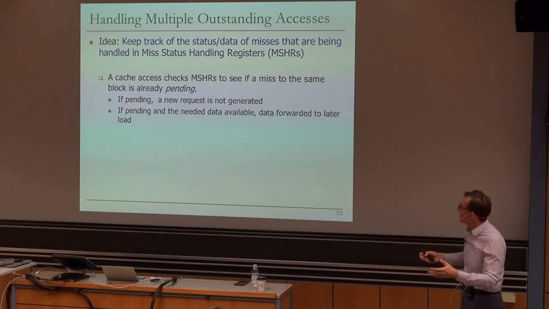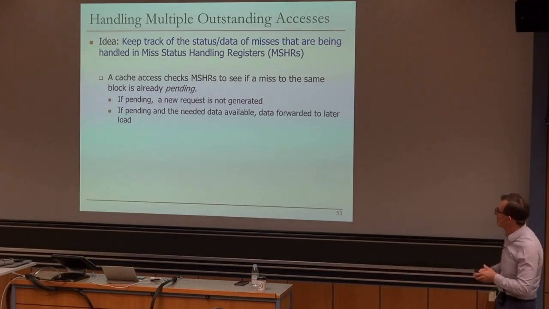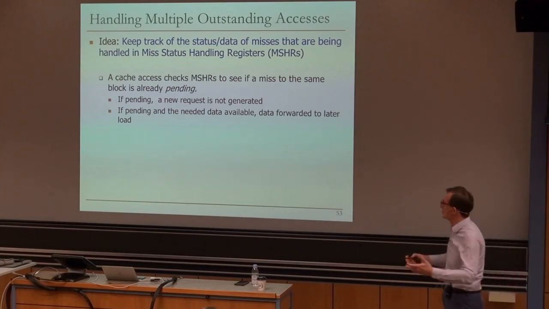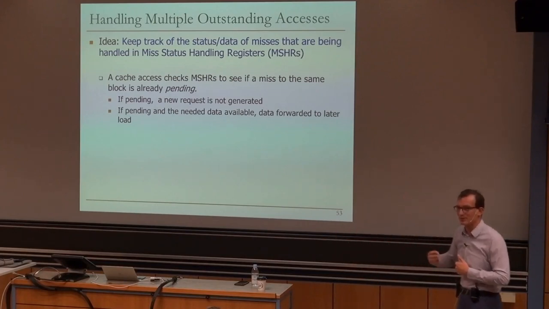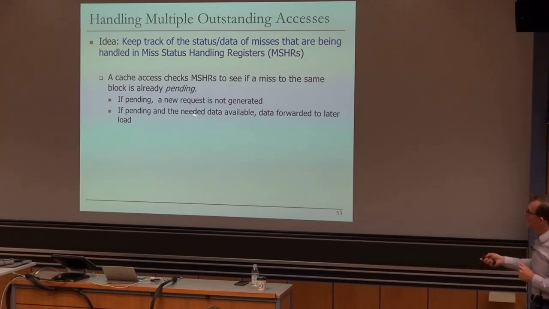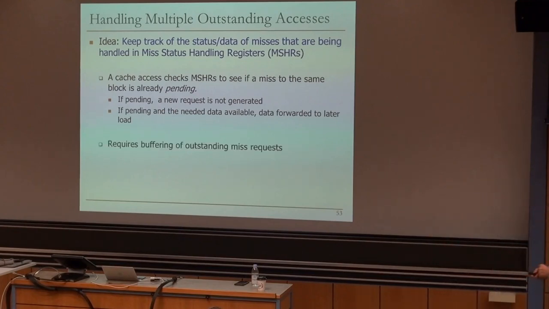They're out waiting to come back into the cache. So if you have a cache access, you can check the MSHRs to see if a miss is already pending there. If it's pending, then a new request is not generated to the memory hierarchy, of course. There's no point in generating the same request again to the lower level of the hierarchy. And if it's pending and the data needed is already returned, then you can actually forward the data from these miss status handling registers.